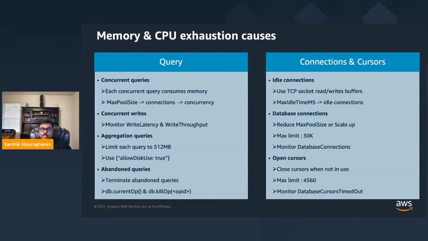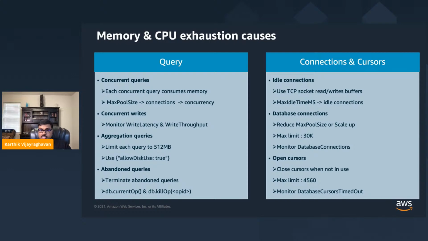And then on the right-hand side, we have the connections and cursors. So we talked about this, right? If you have too many idle connections, that is going to result in memory consumption. Generally, idle connections will hold on to the buffers that are used for TCP socket read and write. So you can address this by reducing the max idle time, because the idle connections will be closed sooner, and that will help with the memory consumption issue. And then monitor the database connections metric, like I mentioned in the previous slide, and reduce the connections in the connection pool so that you can conserve memory. Or if those connections are all required, then consider scaling up your instance.